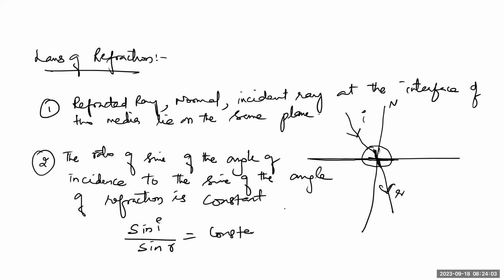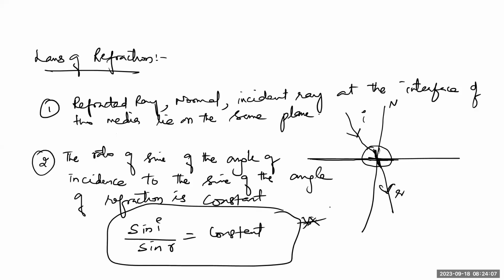So these two are the most important laws, and this is about the laws of refraction. Then next we have seen about refractive index. Refractive index talks about how fast light travels through the material, right? We are talking about how fast light will travel from one material to another material.